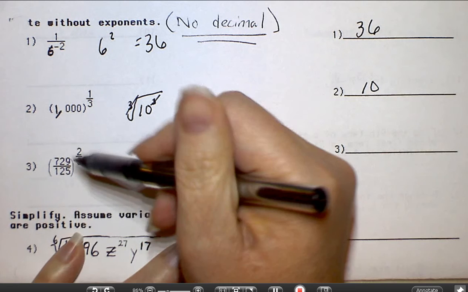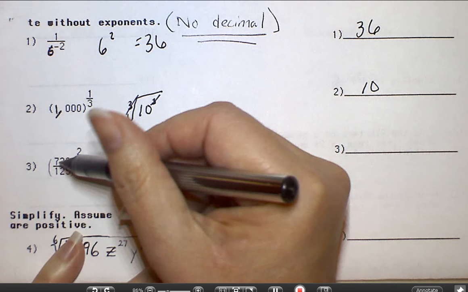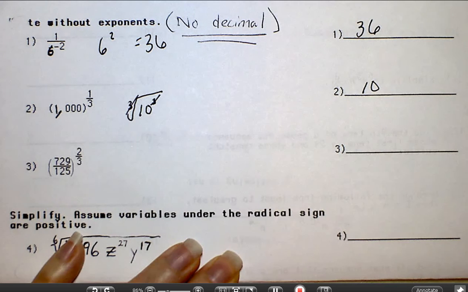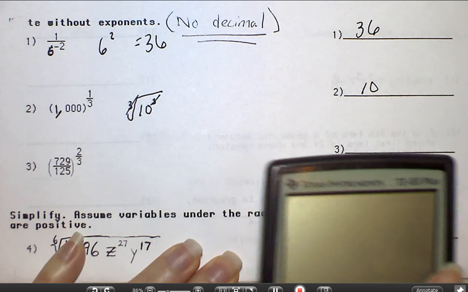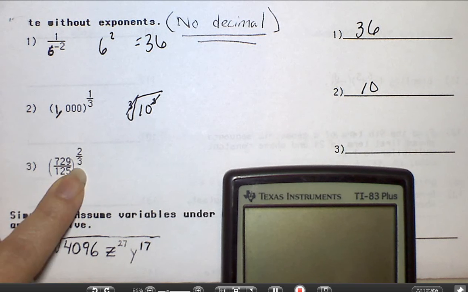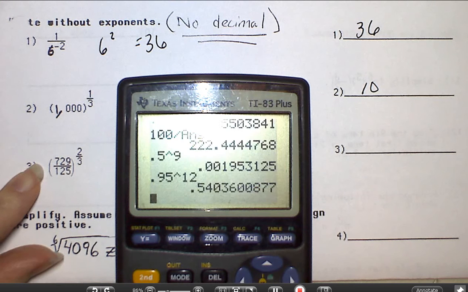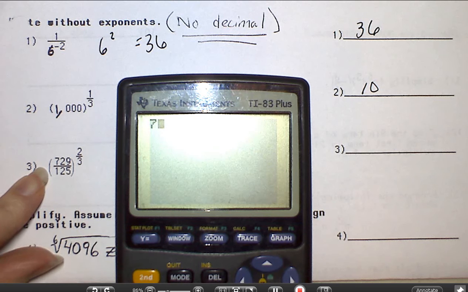On number 3, we have 729 raised to the 2/3, and then we have 125 raised to the 2/3. It says no decimal, so we want to do each individually. So I go 729, and I raise that to the 2/3. And what do I have to do? I have to put parentheses in there, right?